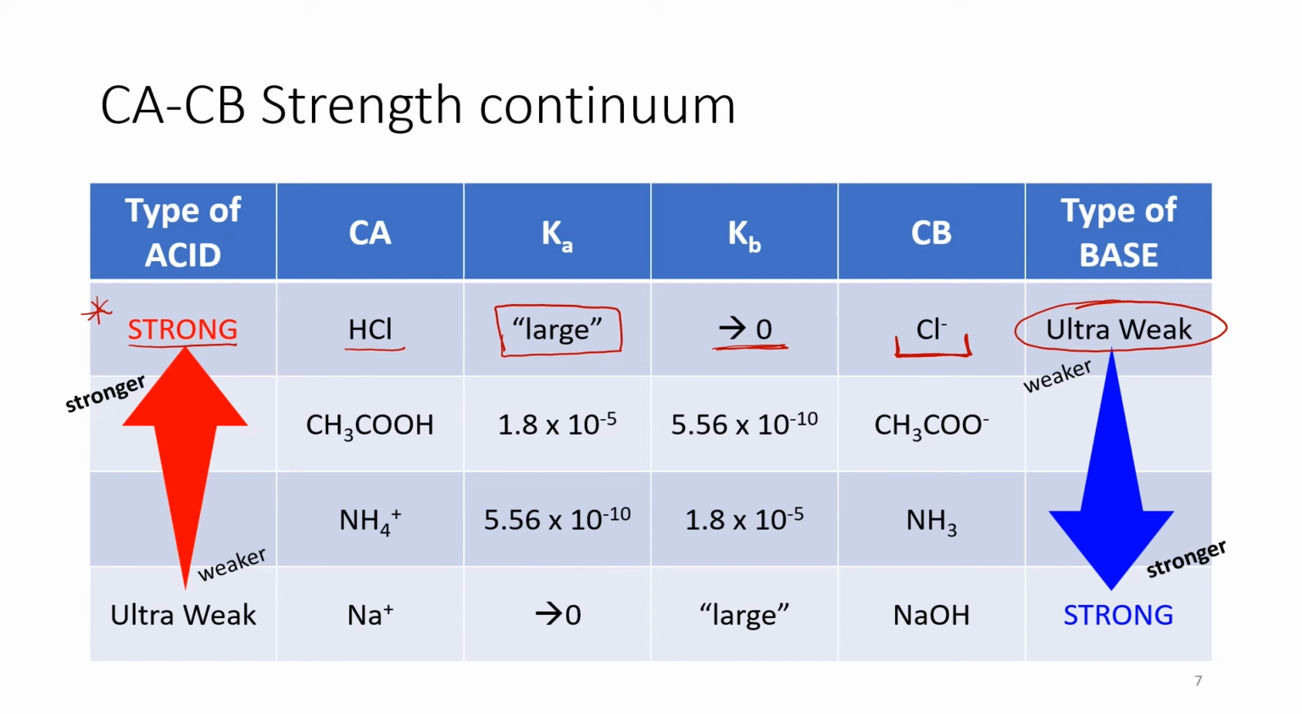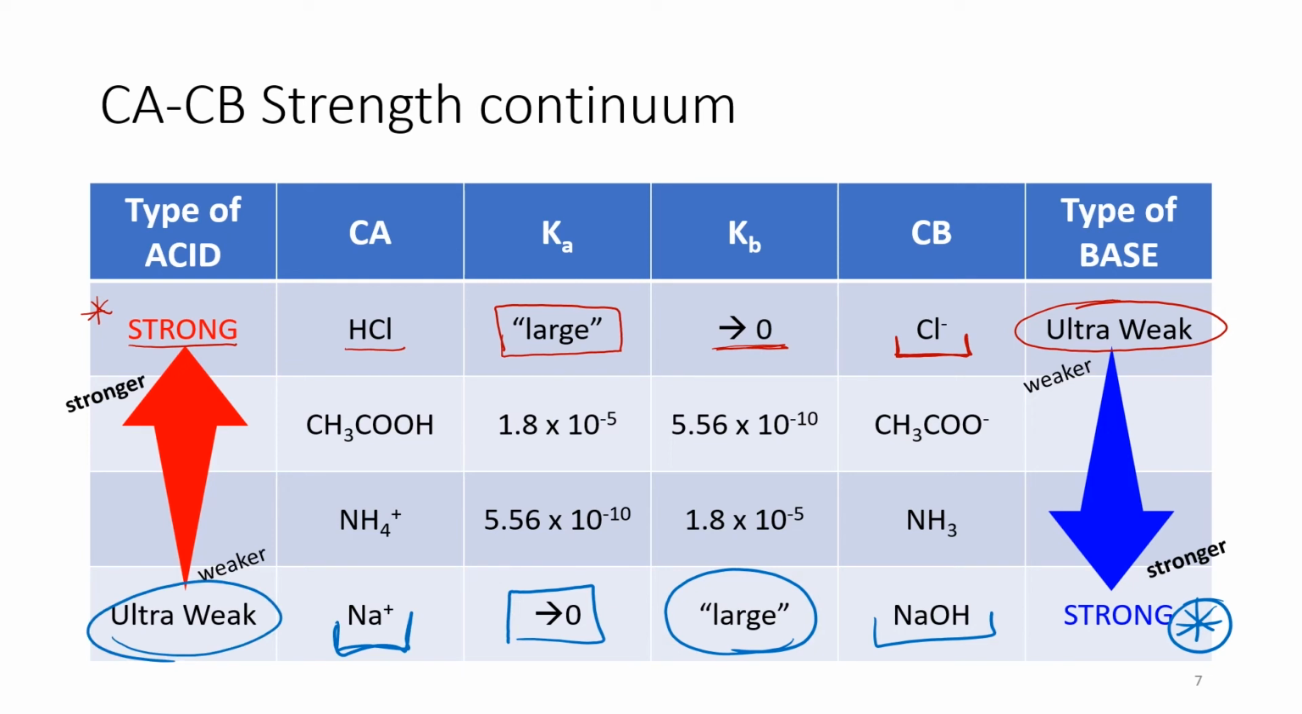Let's go to the other side. If we have a strong base like NaOH, its conjugate acid is Na plus, its Kb value is very, very large, therefore its Ka value approaches 0, and it is ultra weak. And the important thing about these ultra weak conjugates is they will not react with water. So really our focus needs to be on these in the middle. And I picked one that, interestingly, had the same numeric value for the Ka and Kb. So let's go with it. And then I'll add another one.